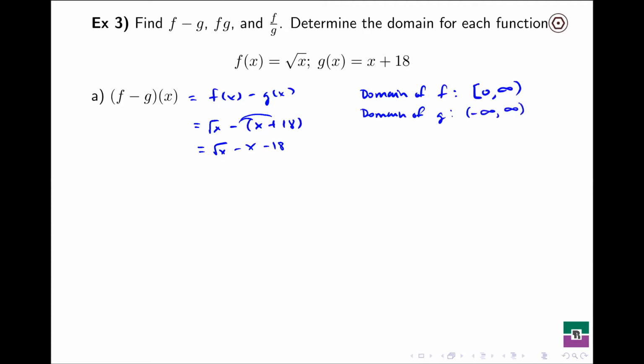Okay, so now the domain of this new function we just defined, by combining those together, f minus g, well, this only makes sense for x values that are in the domain of both of those functions. So it's really the intersection of those two sets, and 0 to infinity intersected with negative infinity to infinity, the overlap is 0 to infinity. And that's where this new function makes sense.